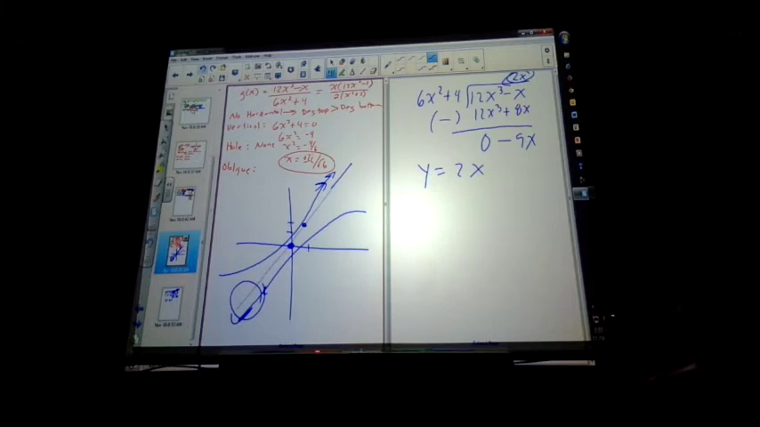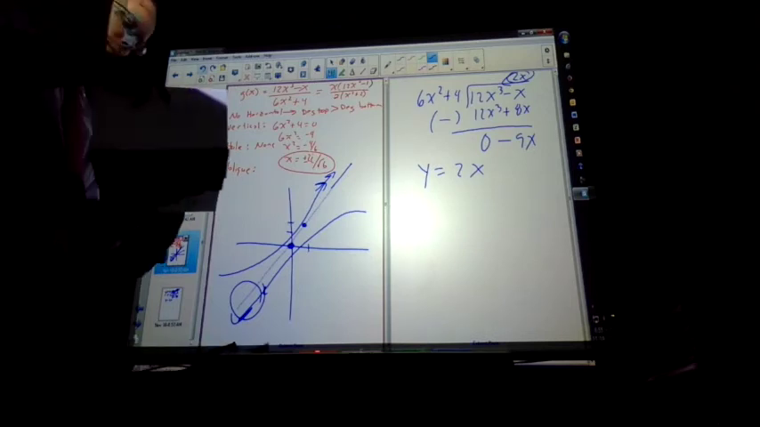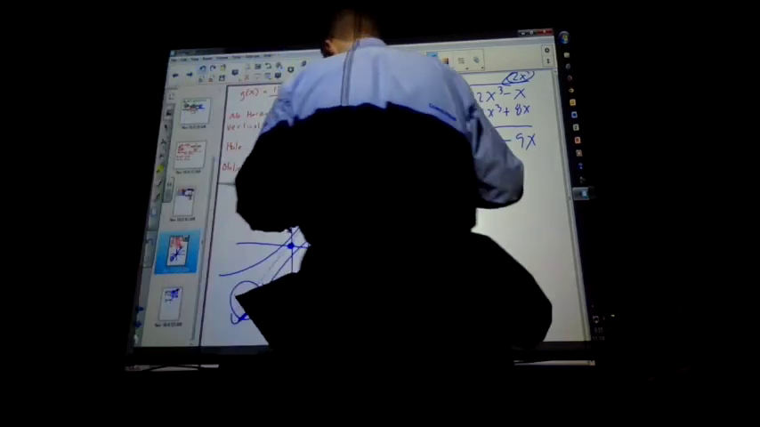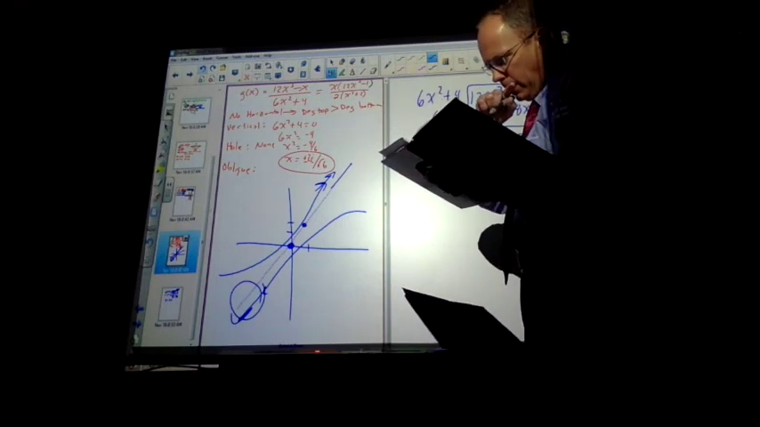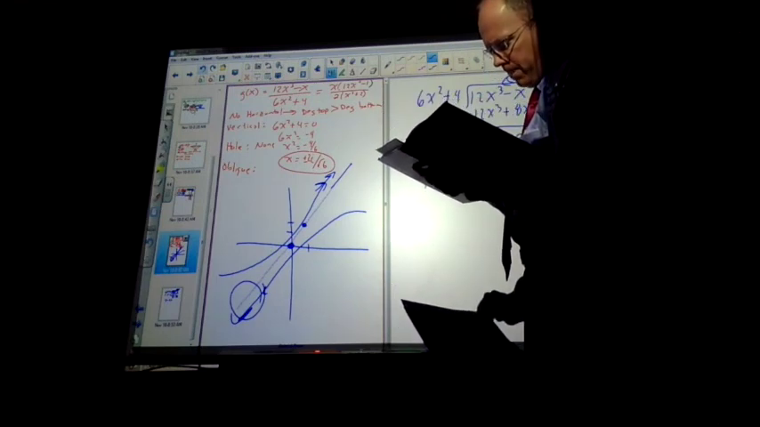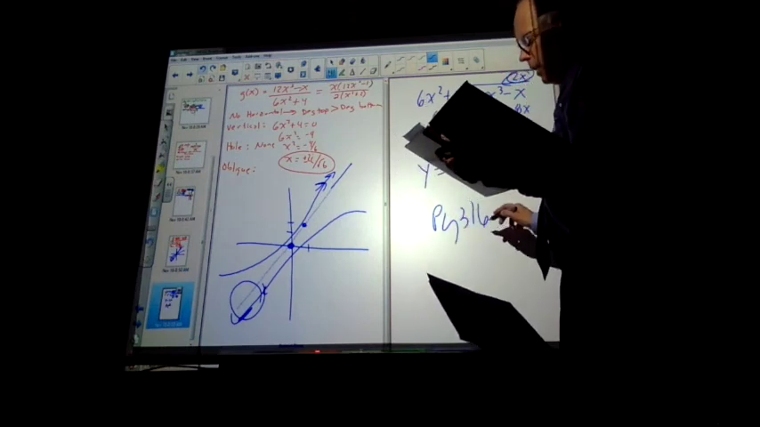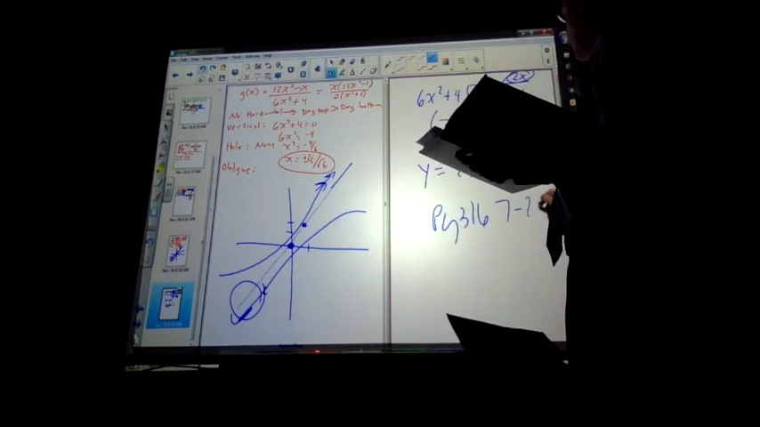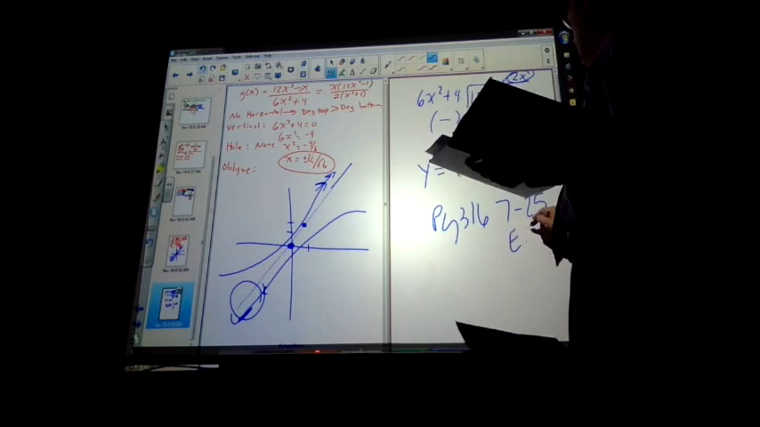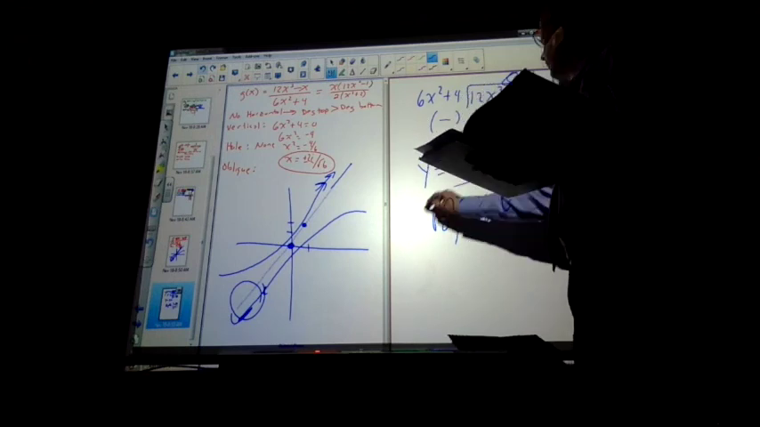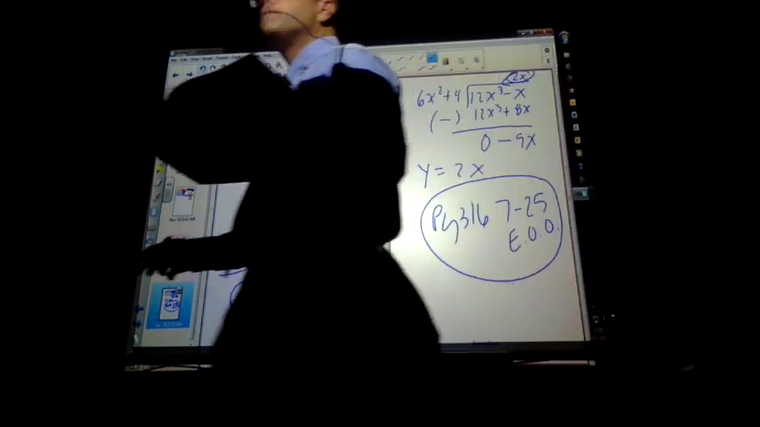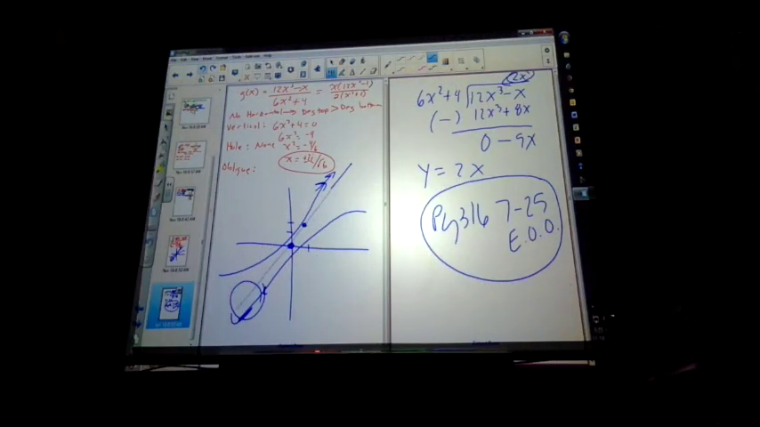Okay? So, for tomorrow, this is going to be a two-part assignment. I want us to work on page 316. Let's do 7 through 25, every other odd. Is that okay? And that's all I'll have for you for tomorrow, and then we'll do some more. Deal?